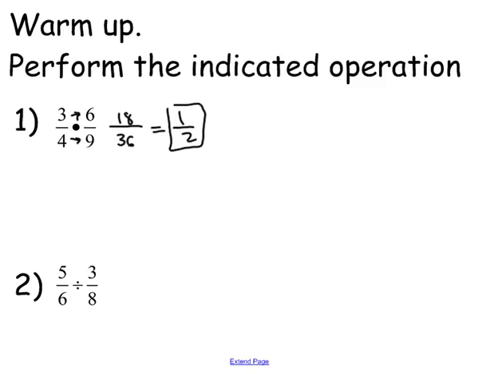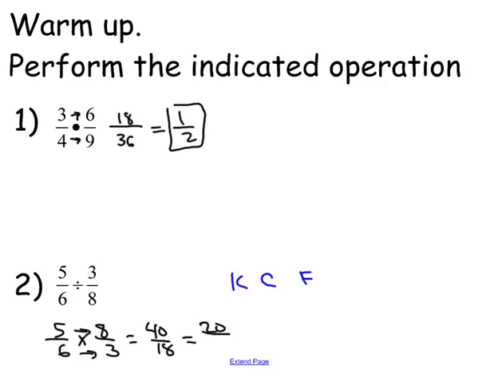When you divide, you are going to keep, change, flip. So when you divide fractions, that means we keep the first fraction, we change the division to multiplication, and we flip the second fraction. So 8/3. And then we just multiply across. 5 times 8 is 40, 6 times 3 is 18, and this is going to reduce to 20/9.